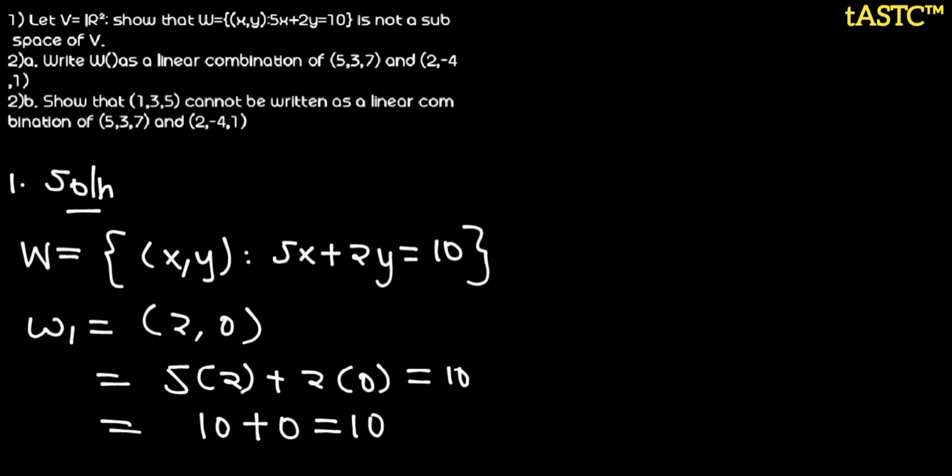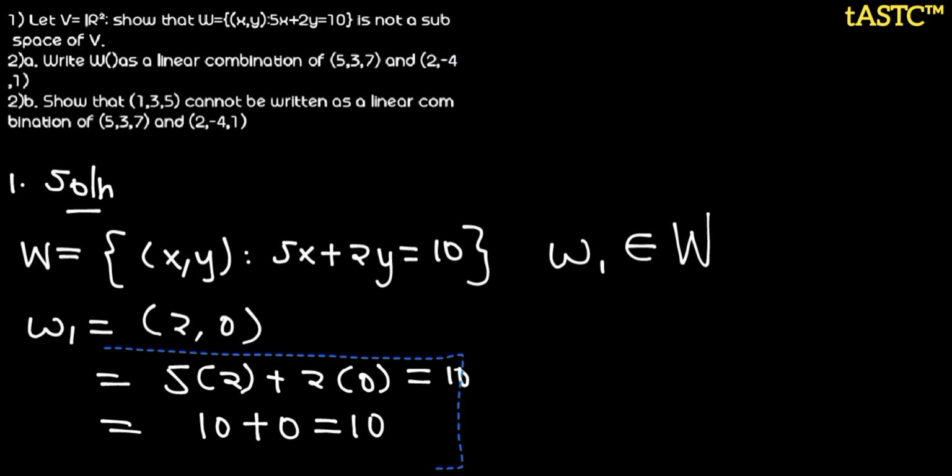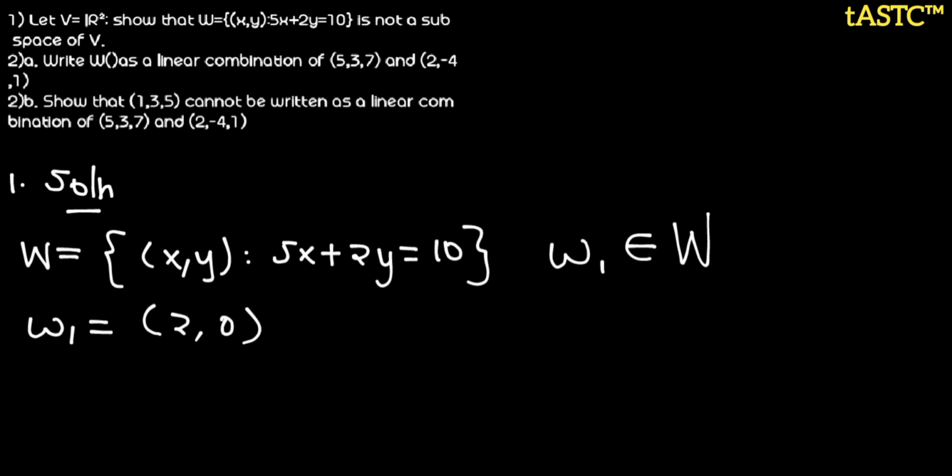So this works. What that says is that 2 comma 0, or W1, is a true vector, a member of this set. So we could see W1 is a member of the set W. Now bear in mind, we have not actually begun answering this question. This is just to build a basis for you to understand. So I'm going to wipe these out. Now let us try another one.